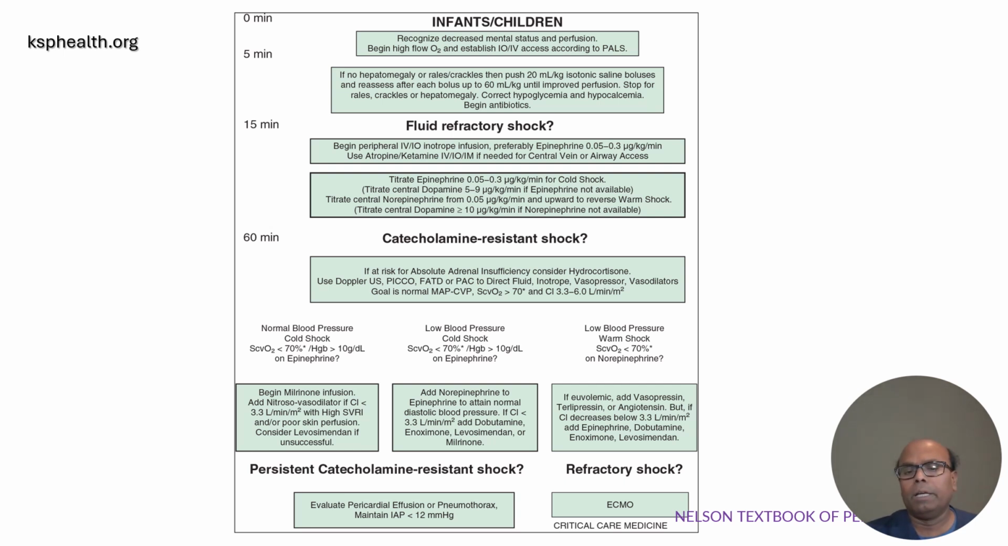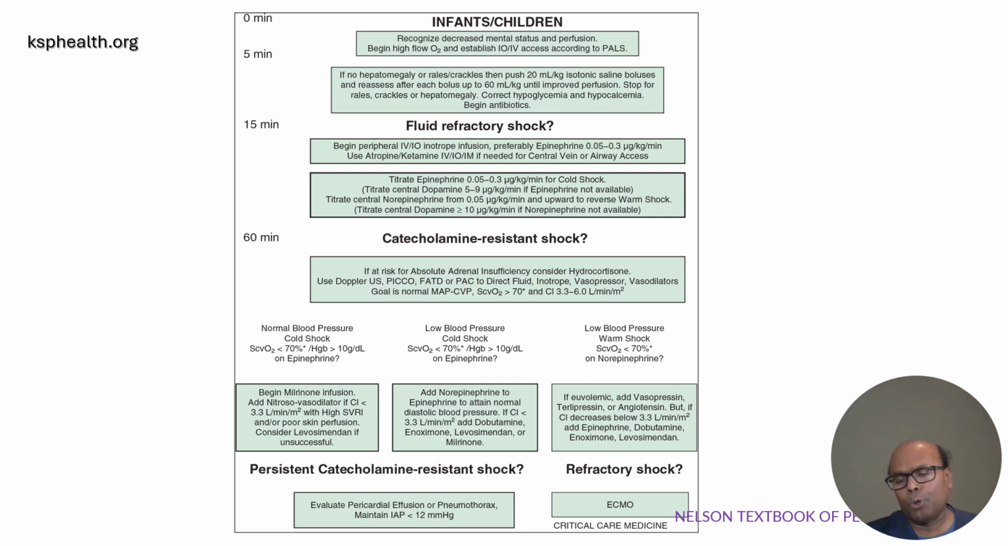If the patient did not respond and the blood pressure didn't improve, that means the patient has fluid refractory shock. Begin peripheral IV or IO inotrope infusion. Start with epinephrine, and at that point, the patient may need to get intubated, using atropine and ketamine.